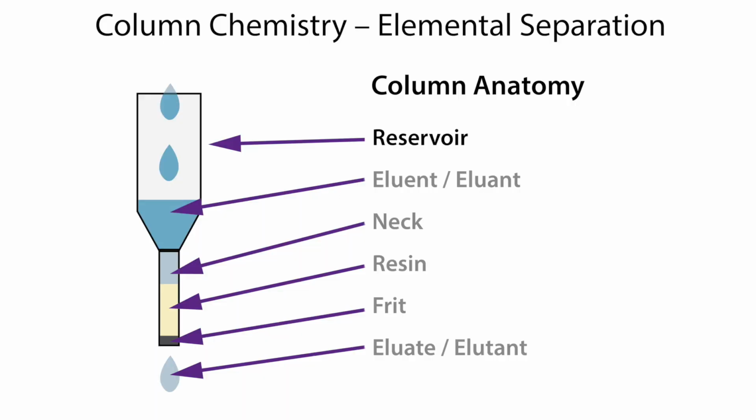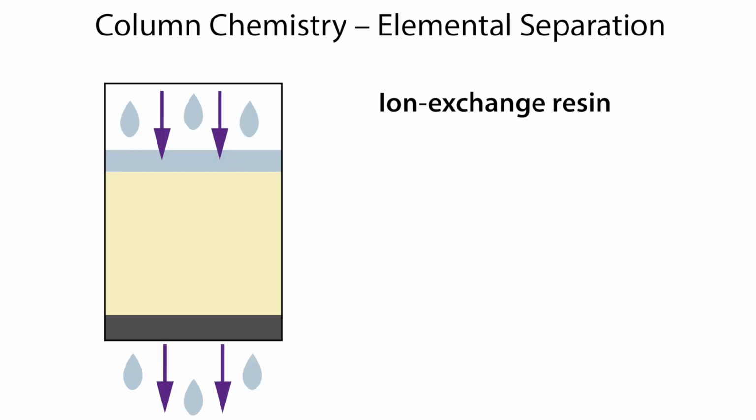So, our column starts with a reservoir that we can load different solutions into called eluents or eluants. These solutions then pass from the reservoir into the column neck, which is filled with resin. The eluent flows through the resin and out past that filter called the frit and exits the column as the eluate or elutant, while the resin remains within the column neck. The resin bed is where all of the excitement happens.